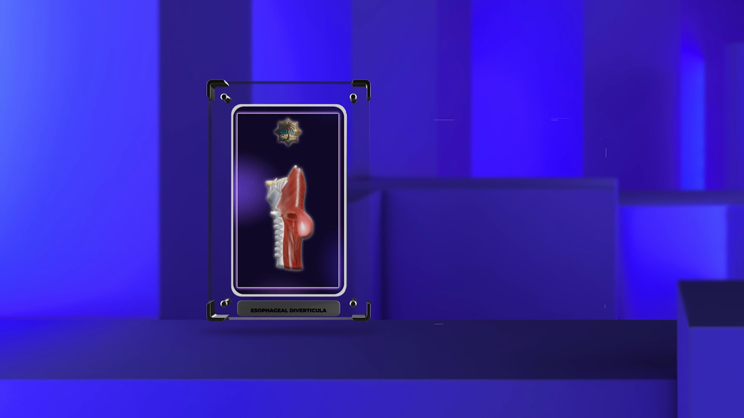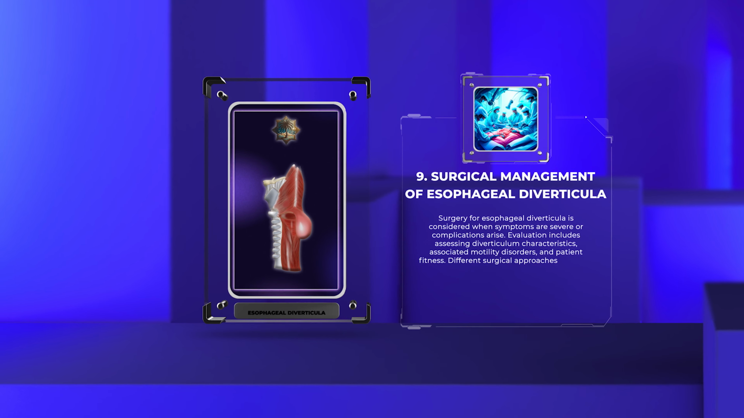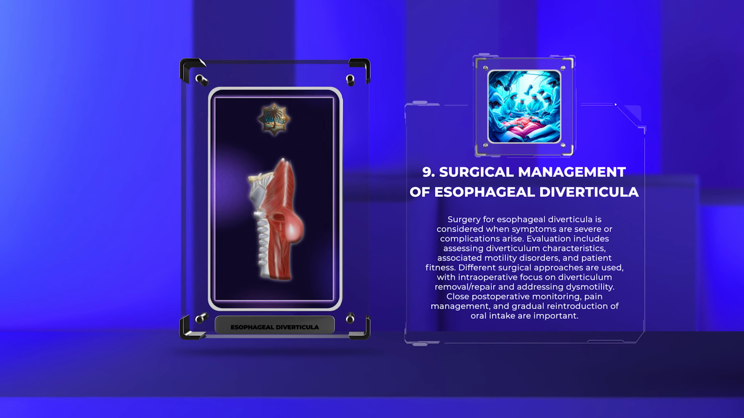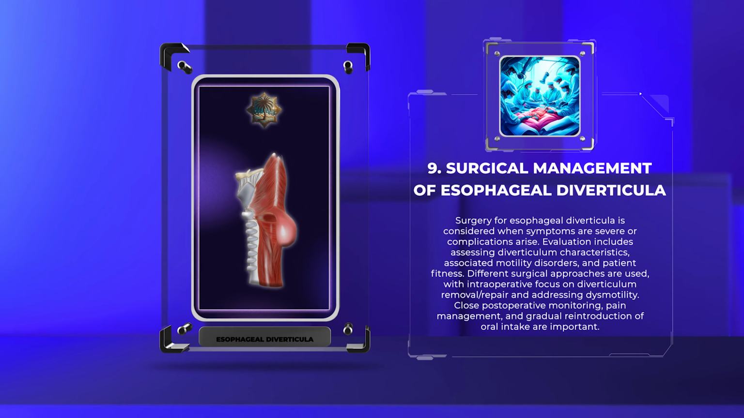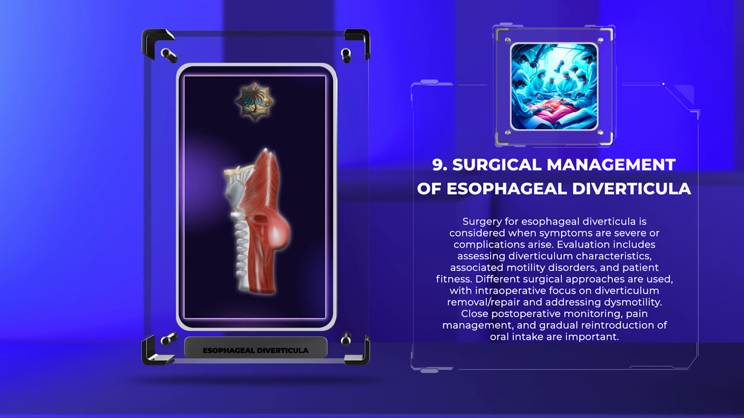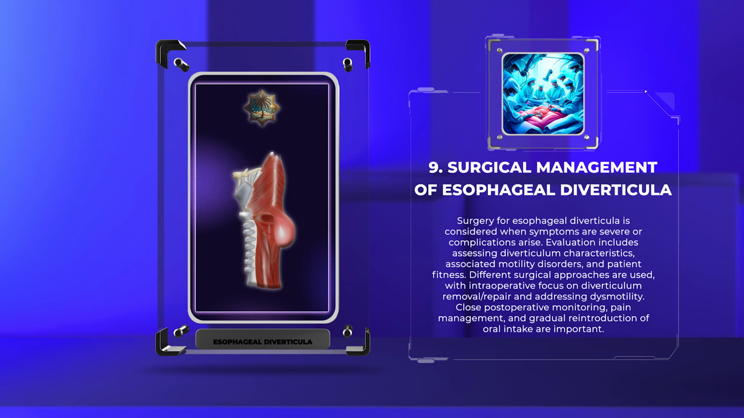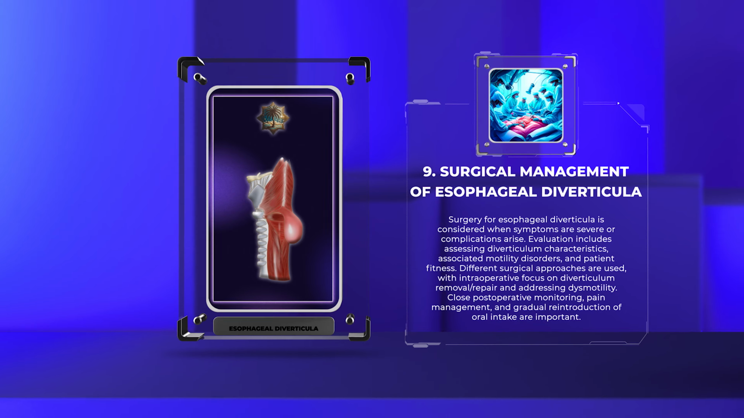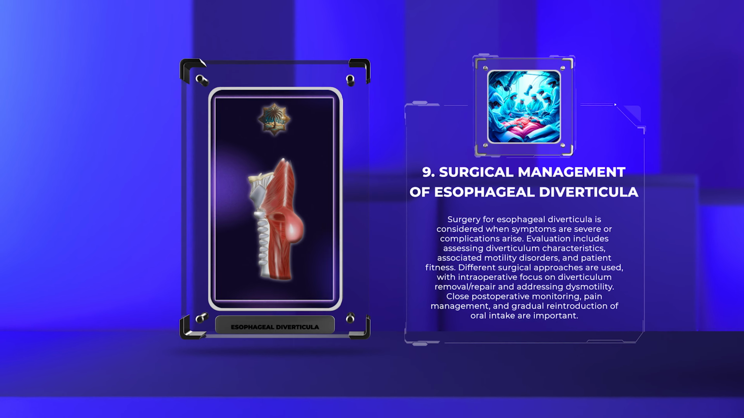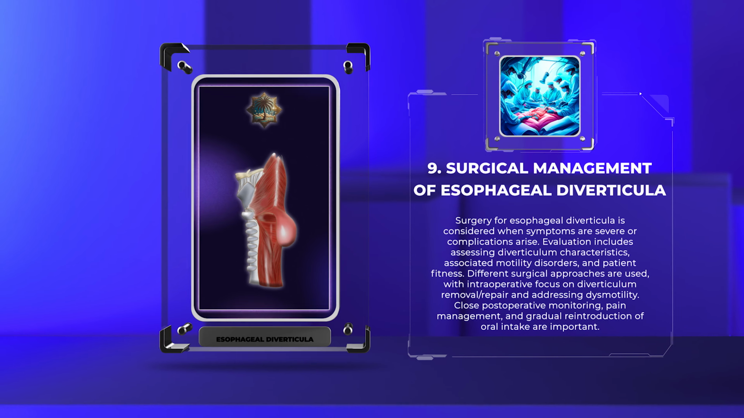Surgery for esophageal diverticula is considered when symptoms are severe or complications arise. Evaluation includes assessing diverticulum characteristics, associated motility disorders, and patient fitness. Different surgical approaches are used, with intraoperative focus on diverticulum removal/repair and addressing dysmotility. Close postoperative monitoring, pain management, and gradual reintroduction of oral intake are important.